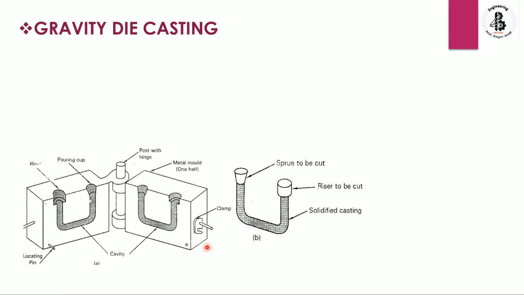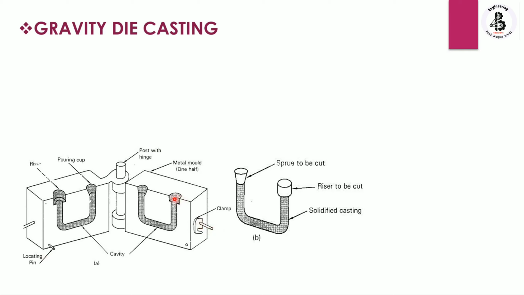So here is the mold that will be made with metallic materials. Basically it is divided into two halves. This one is our first half, this is our second half, and you can see they are posted with a hinge, and these two halves will be brought together, or you can say aligned, with the help of locating pins and clamping systems.